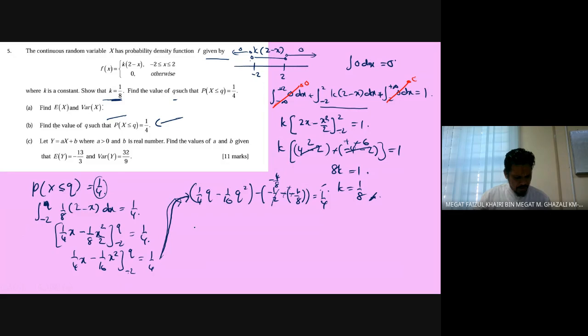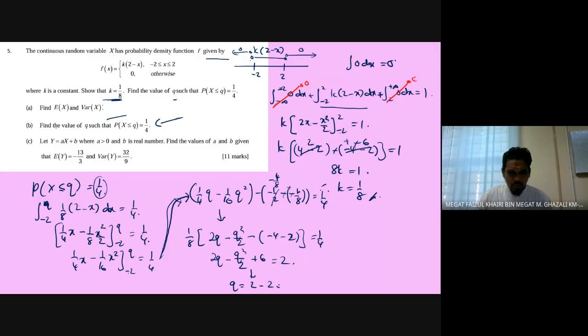But then for this, it's supposed, down here give you 1 over 8. 2q minus q squared over 2 minus negative 4 minus 2 equal to 1 over 4. So that we get 2q minus q squared over 2 plus 6 equal to 2. Okay, so lastly, try to find out the value of q, which is 2 minus 2 square root of 3.